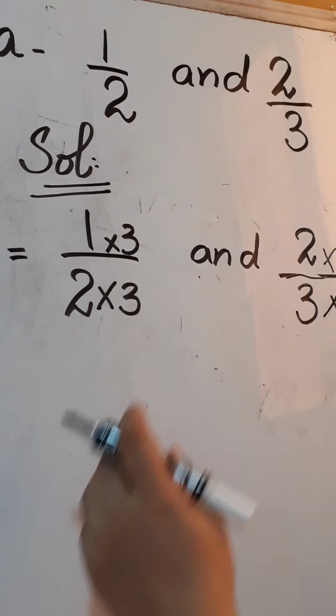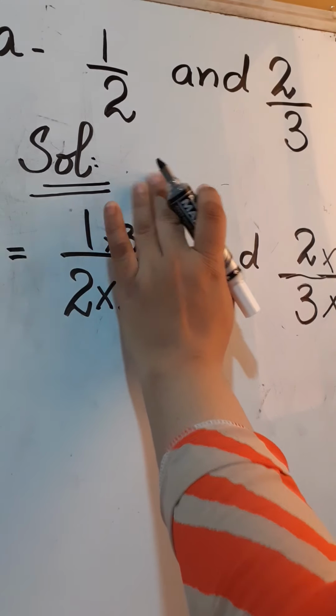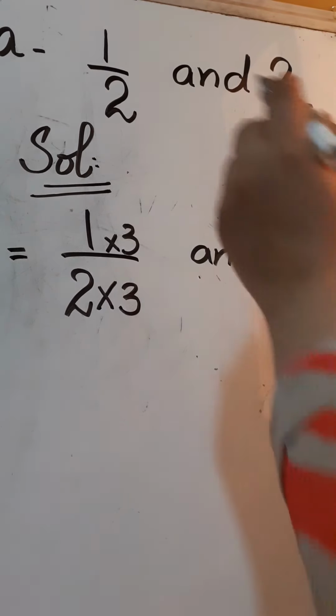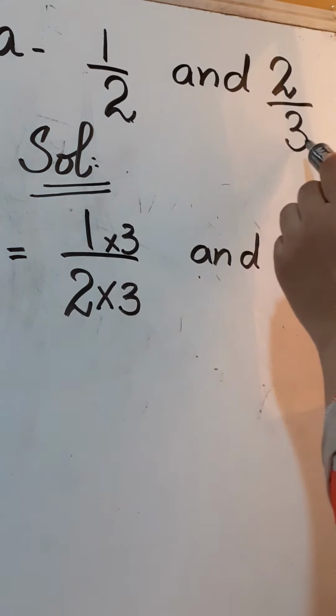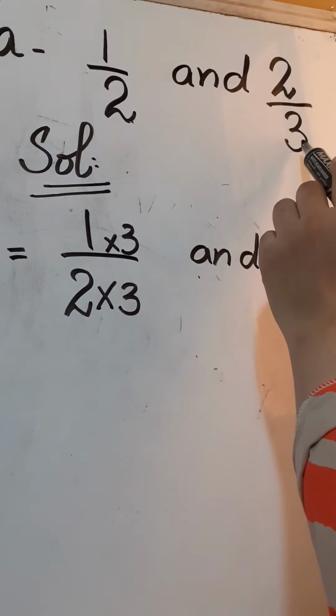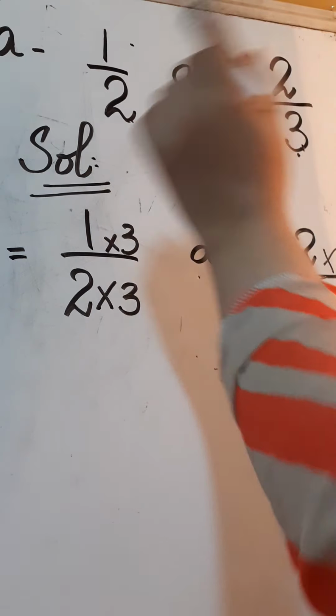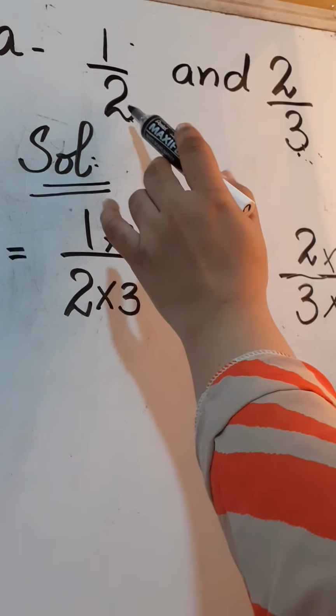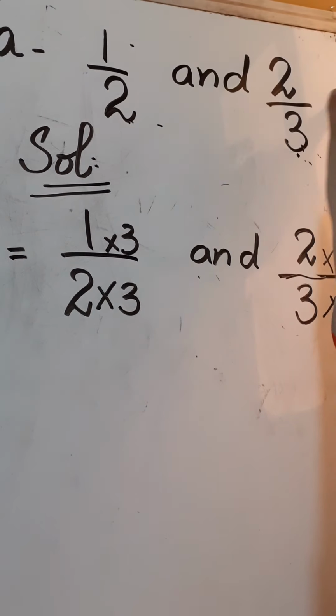What do we do? What is the previous fraction? 1 by 2. This 2 is multiplied up and down. Understand students? You check there. This is the 2. This fraction has denominator 3. You multiply here and here. And in this fraction's denominator, this 2 is multiplied here and there.